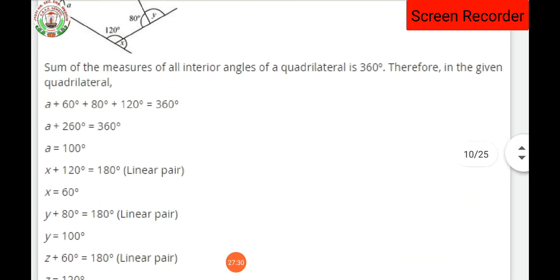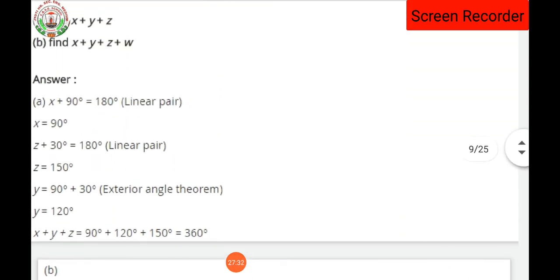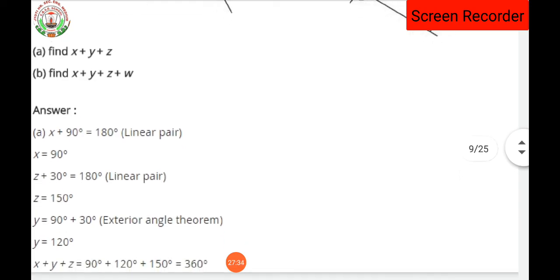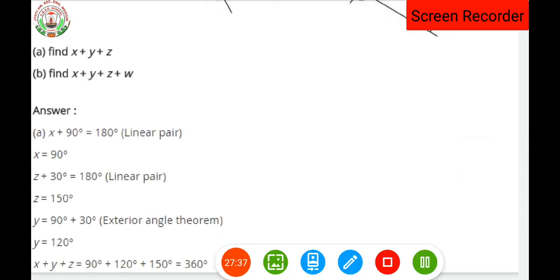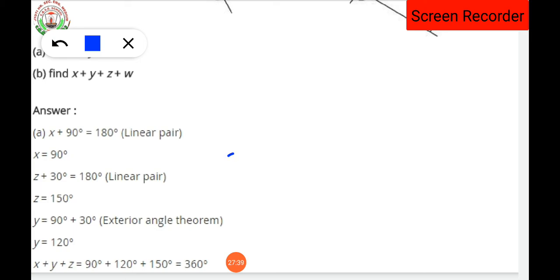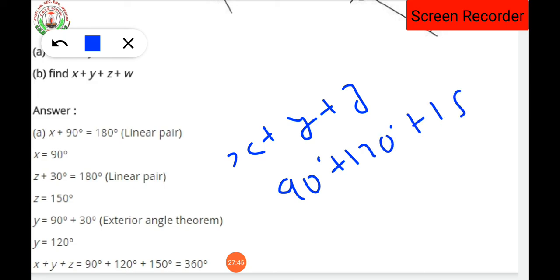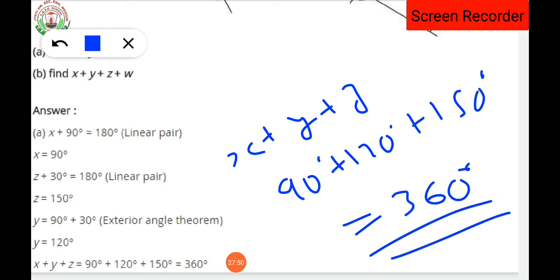Clear? And in the same way, student, in the above question, here also x plus y plus z is asked, isn't it? So at the last you have to add the x plus y plus z values. So that is 90 degrees plus 120 degrees plus 150 degrees, which will be equal to 360 degrees. So this is the solution.